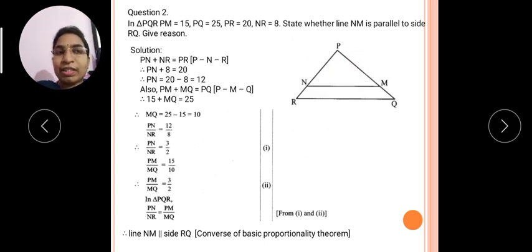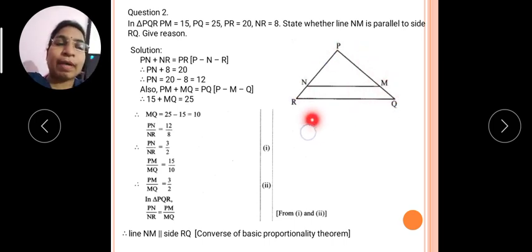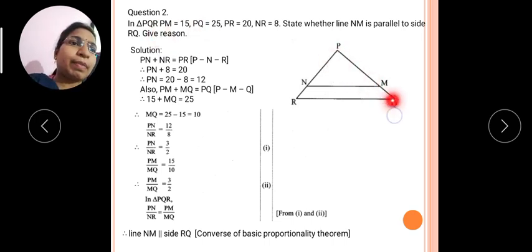What is our theorem statement? If a line is parallel to one side of a triangle, then it divides the remaining two sides in equal proportion. The converse is: if it divides in equal proportion, it means that the line is parallel to the third side of the triangle. Now what is given? PM and PQ are given, so P, M, Q are collinear.